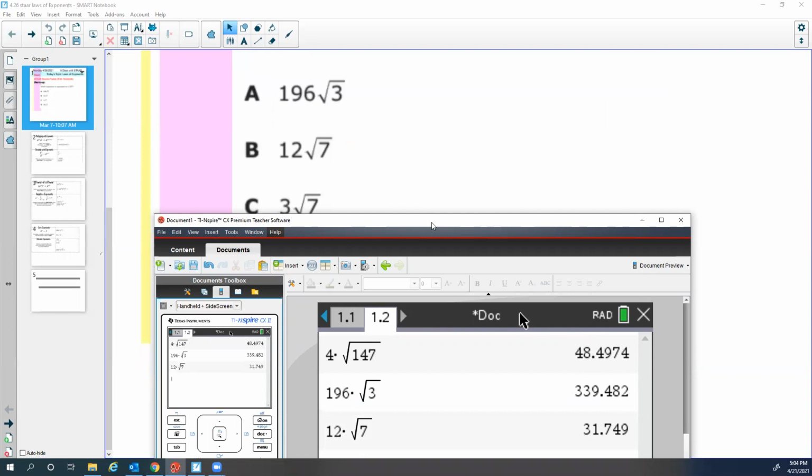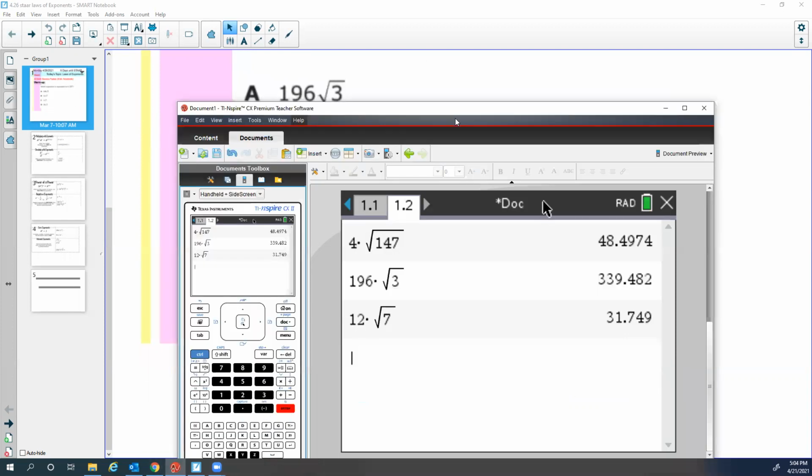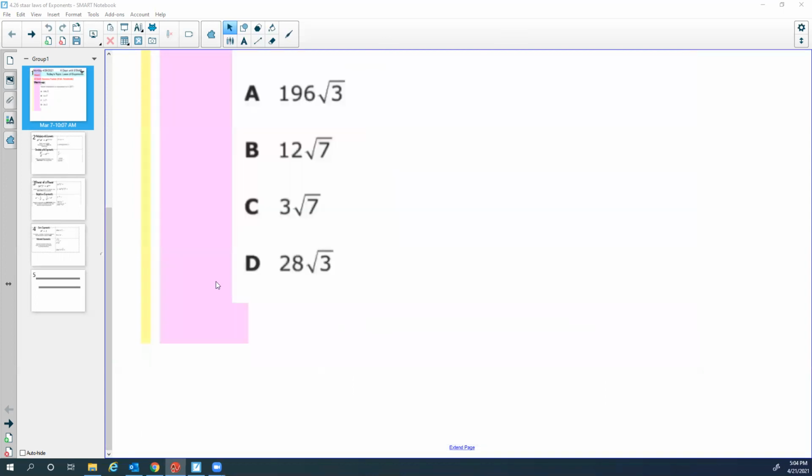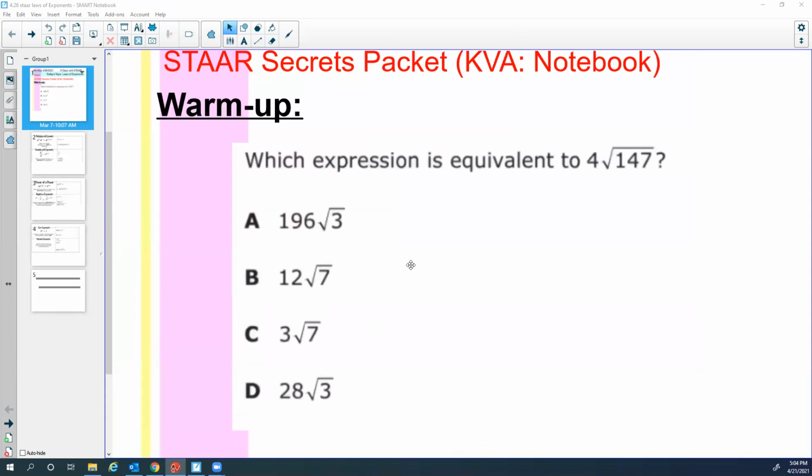So now I need 3 square root of 7. Do the same thing, grab that. I keep the 7, change it to a 3. Nope, that still doesn't match. So I'm going to keep going. Last one, 28 square root of 3. Enter. And that decimal does match the first one, which is why answer choice D is the correct answer.